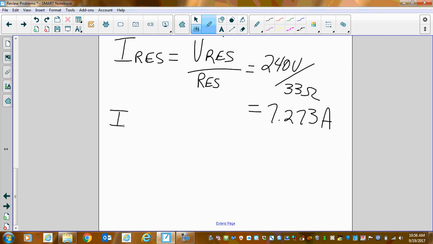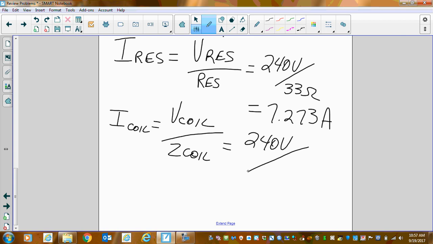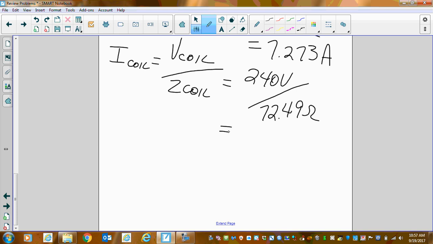Now we're going to look at the current through the coil. We're going to look at the voltage coil, and we're going to divide that by what? Are we going to divide it by R coil? No. Z coil, good. So 240 volts, and we divided that by 72.49. And that should give us 3.31 amps.